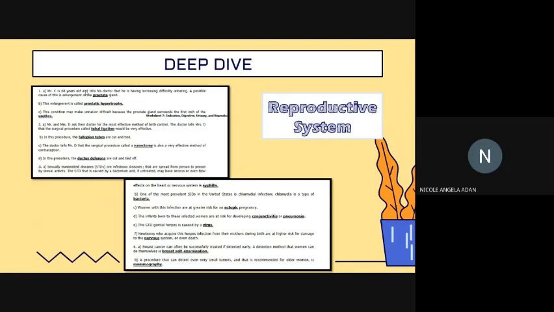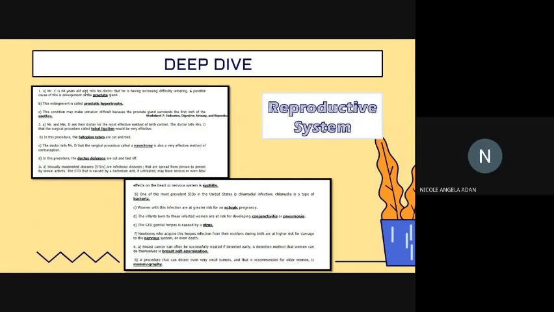Letter C. The doctor tells Mr. D that the surgical procedure called a vasectomy is a very effective method of contraception. In this procedure, the ductus deferens are cut and tied off. Number 3. Sexually transmitted diseases or STDs are infectious diseases that are spread from person to person by sexual activity.